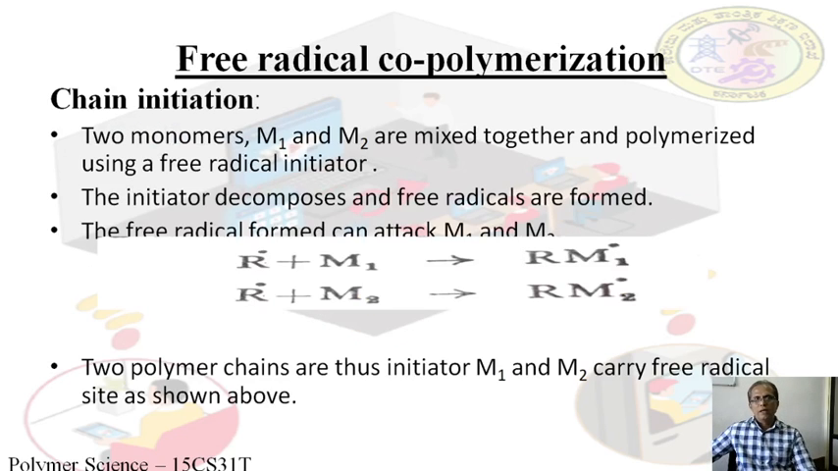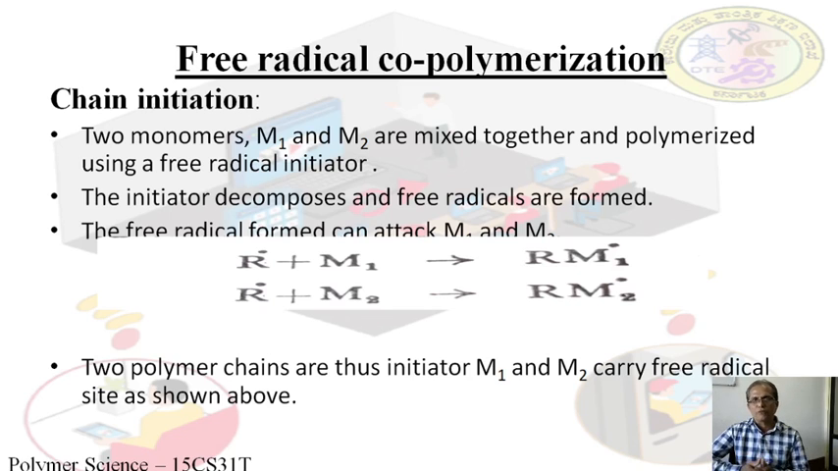Now, let us look into how the polymerization proceeds when an initiator is introduced. Two monomers, let us take M1 and M2. These are the two different types of monomers. If you mix them together and polymerize using a free radical initiator, initially we have to heat the reaction mass with the free radical initiator.